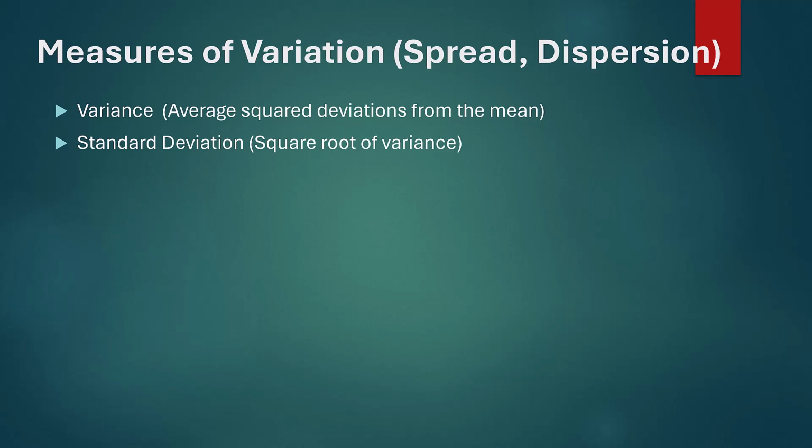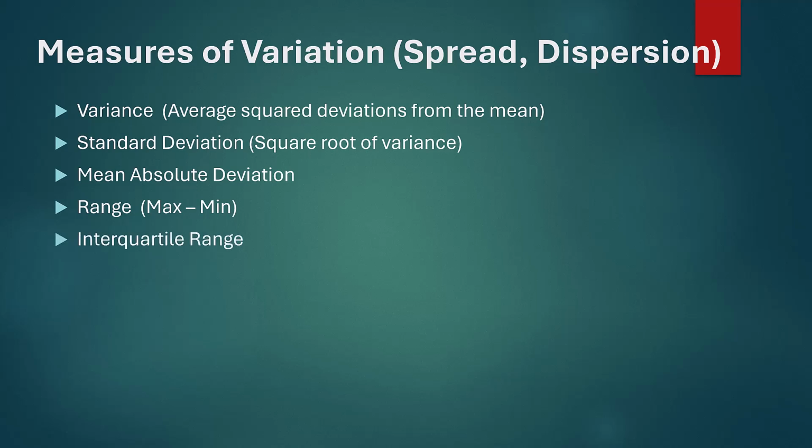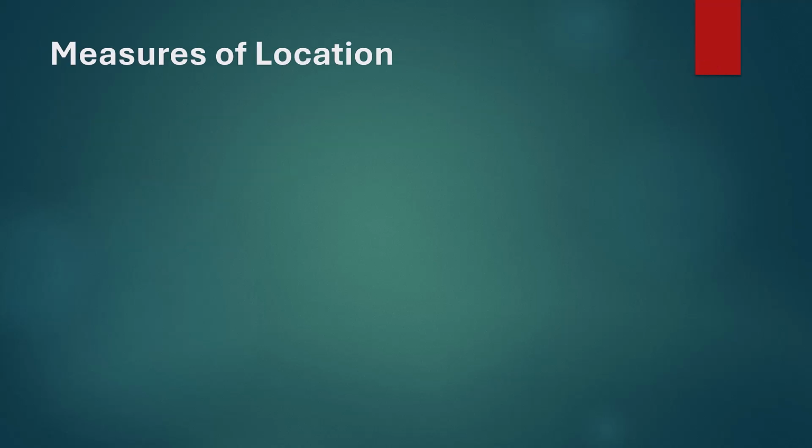Standard deviation is nothing but the square root of variance. Mean absolute deviation is the average absolute deviation from the mean. Range is nothing but maximum value minus the minimum value. Interquartile range is third quartile minus the first quartile. Next, we will look at measures of location.